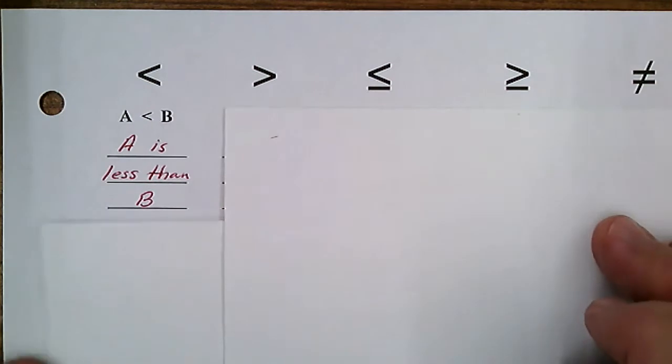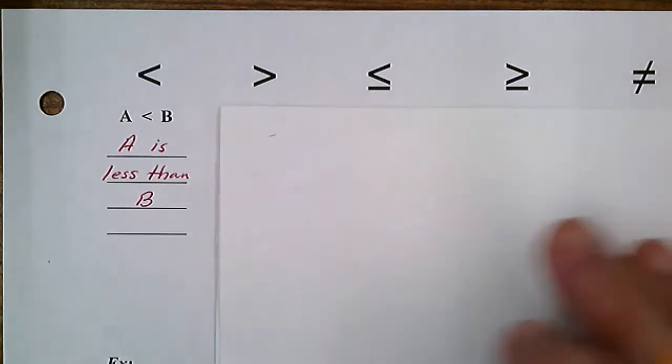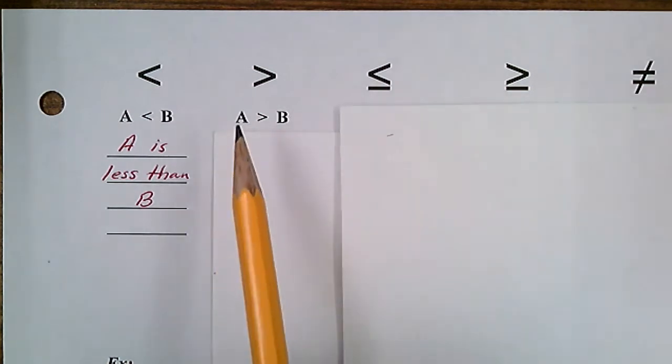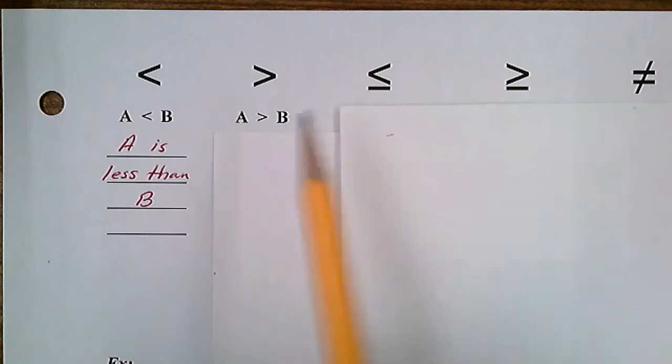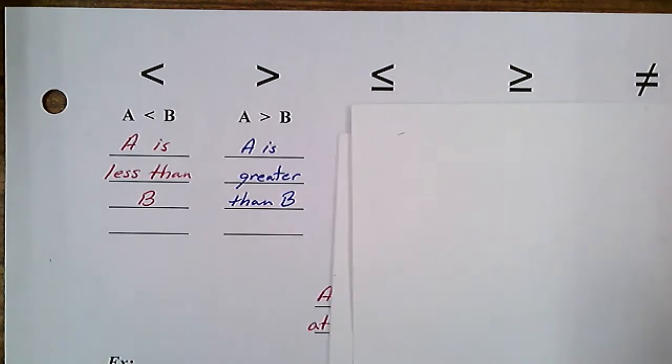Okay. All right, let's try the next one. So the next one looks like that right here. So on this one, we would say A is greater than B. Okay, we'll go to the next one.